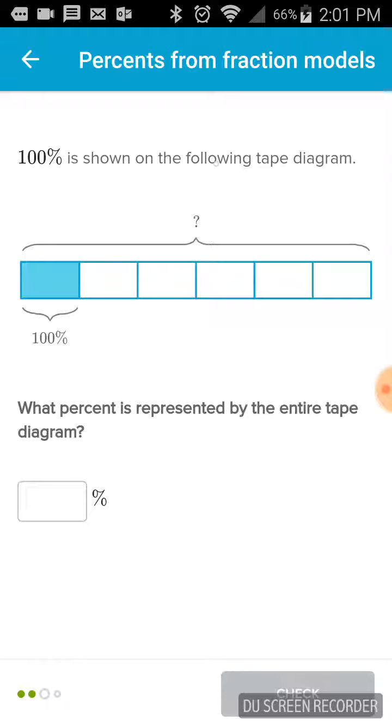So here's 100% on this tape diagram. So if you can see here, right here is 100%. So this piece is 100%. So I have multiple pieces that are the same size as 100%. So this would have to be 100%, 200%, 300, 400, 500, 600%.